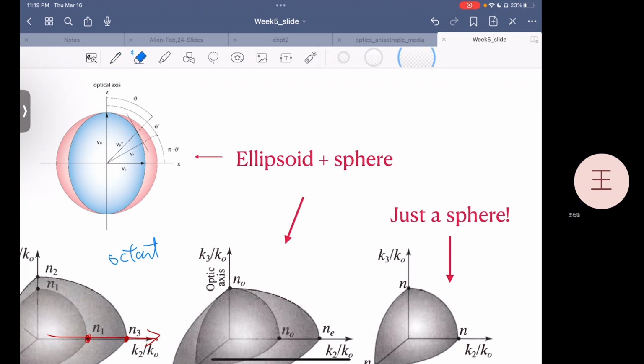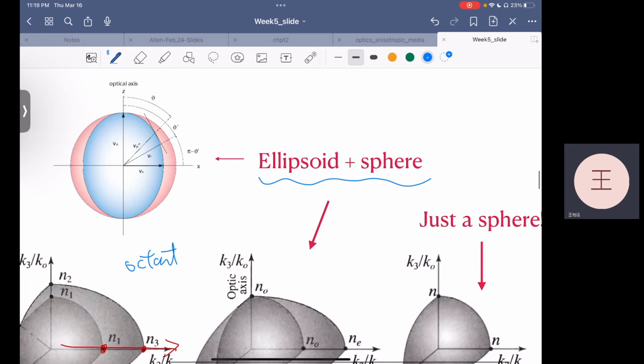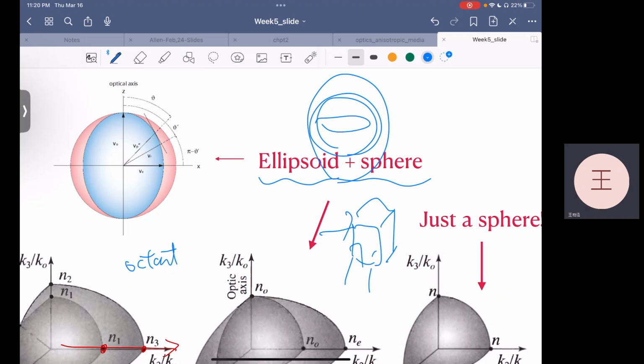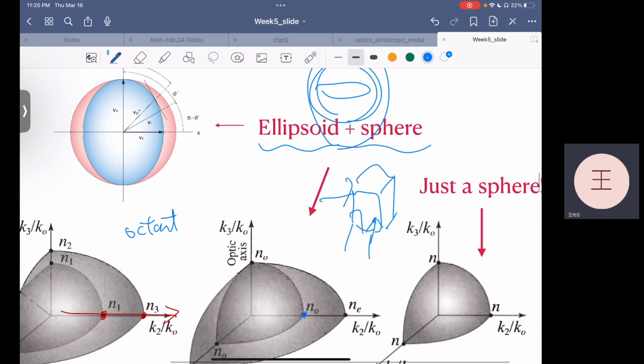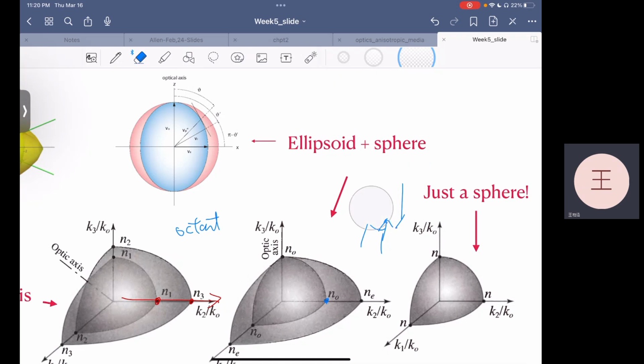However, for the uniaxial case, which we will derive in more detail, the K surface actually consists of a sphere and an ellipsoid, which means that for any direction inside the uniaxial material, it will always see one refractive index, that's n naught. This is really important, and we will give a more rigorous proof later on.